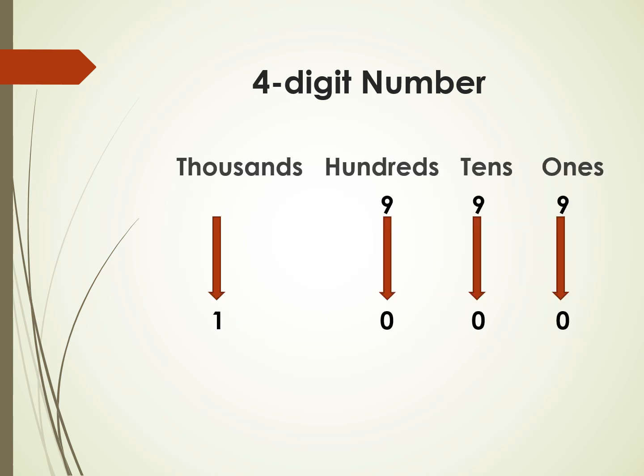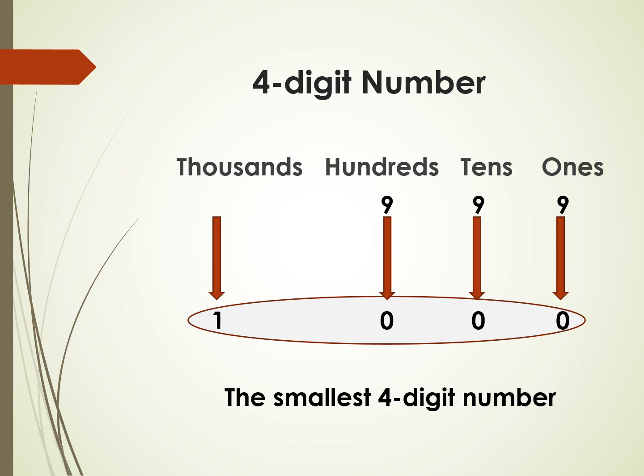Now we place this new number into 4 columns. 3 of them already existed in 3-digit numbers. With the increase of 1 digit, another column is generated named thousands. These 4 columns are ones, tens, hundreds, and thousands. The number obtained here is 1000, which is the smallest 4-digit number.